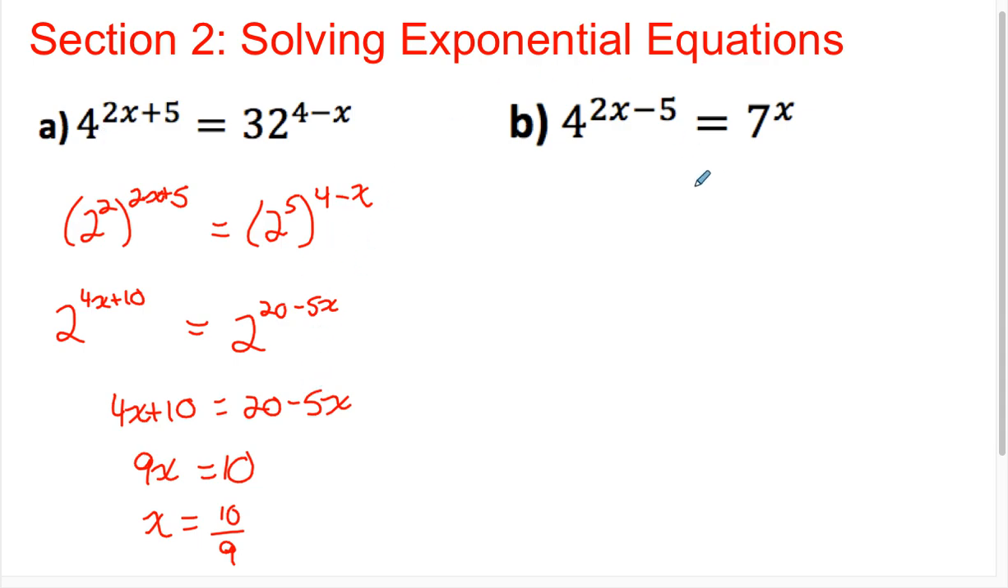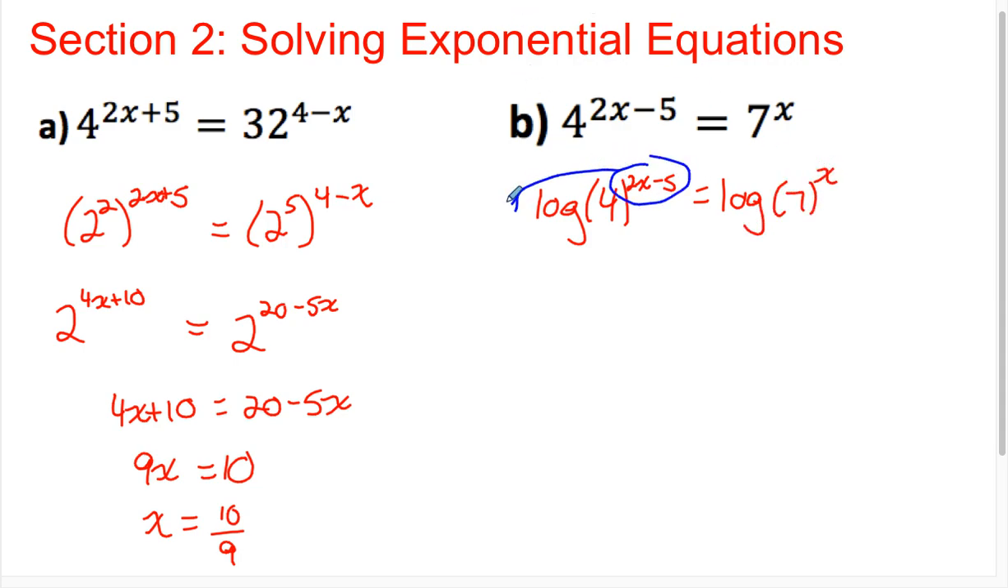Okay, let's look at a more difficult one where we can't necessarily write these powers with the same base, or we could, but it would be very difficult. Since we can't rewrite 4 and 7 with the same base, we're going to have to find a way to get our unknown out of the exponent. When your unknown is in the exponent, you can get it out by using the power rule of logarithms. So take the log of both sides; we can do whatever we want as long as we do it to both sides. We'll do log of 4 to the 2x minus 5 equals log of 7 to the x. Then the power rule of logs tells us we're allowed to rewrite the exponent of the argument as the coefficient of the log.